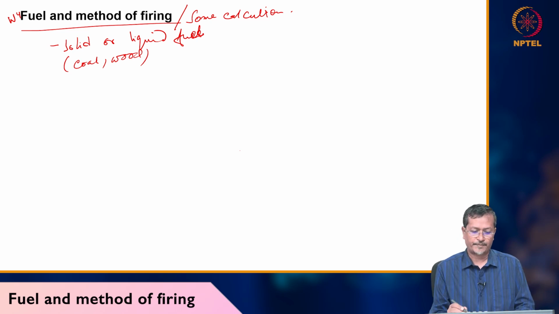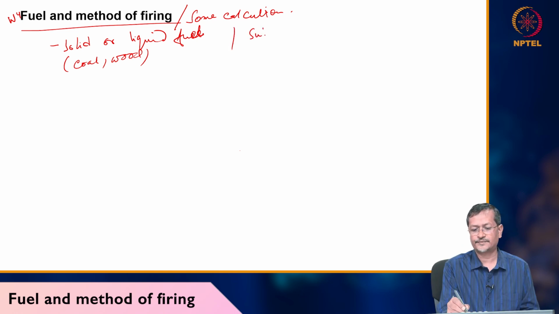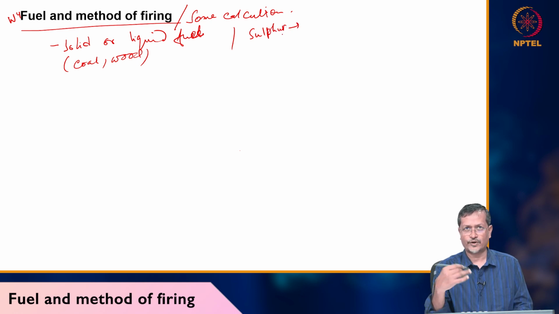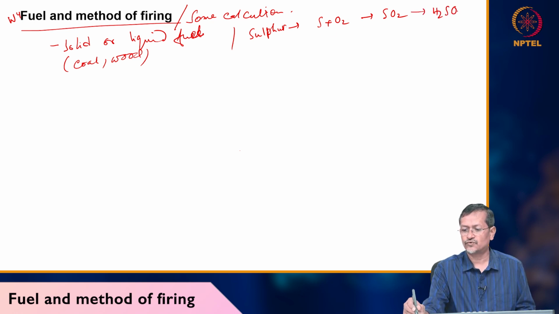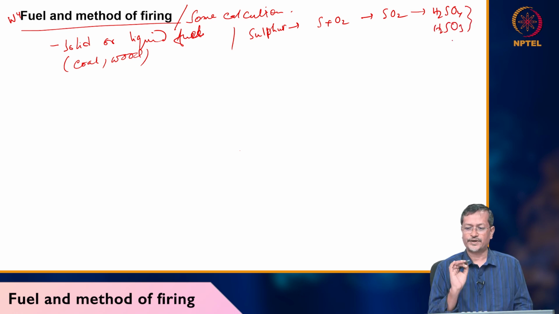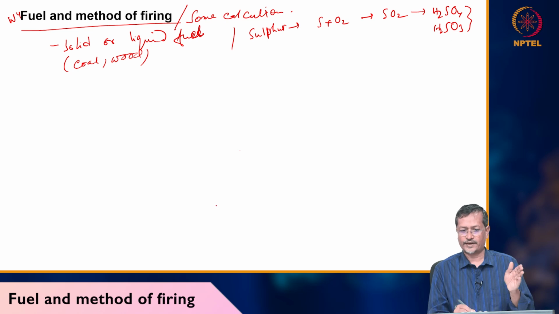So fuel oil may contain vanadium and sodium, which affect the superheater, and sometimes it may contain sulfur. If sulfur is there, then you have to reduce the amount of sulfur. Sulfur plus oxygen creates sulfur dioxide, and if it gets water, it finally forms H2SO4, H2SO3. These are harmful gases, so whenever there is any sulfur, you have to take care of all these after-combustion effects.